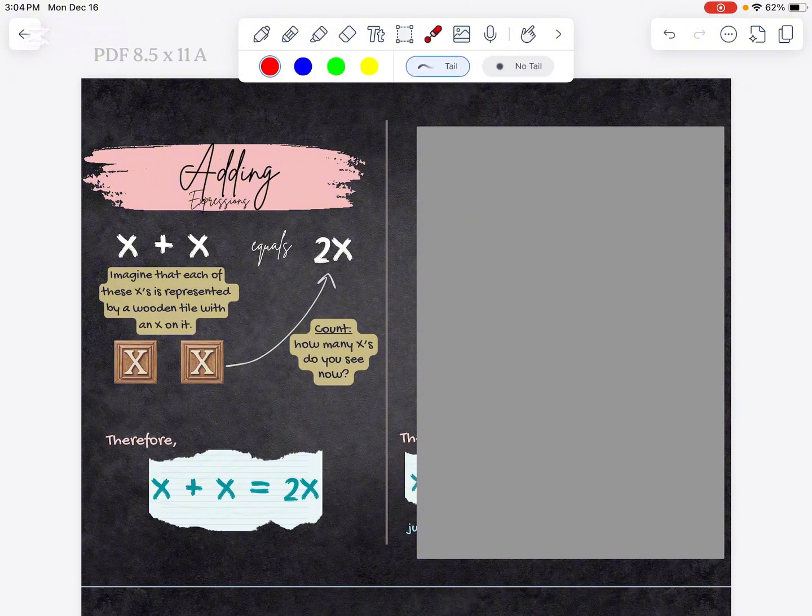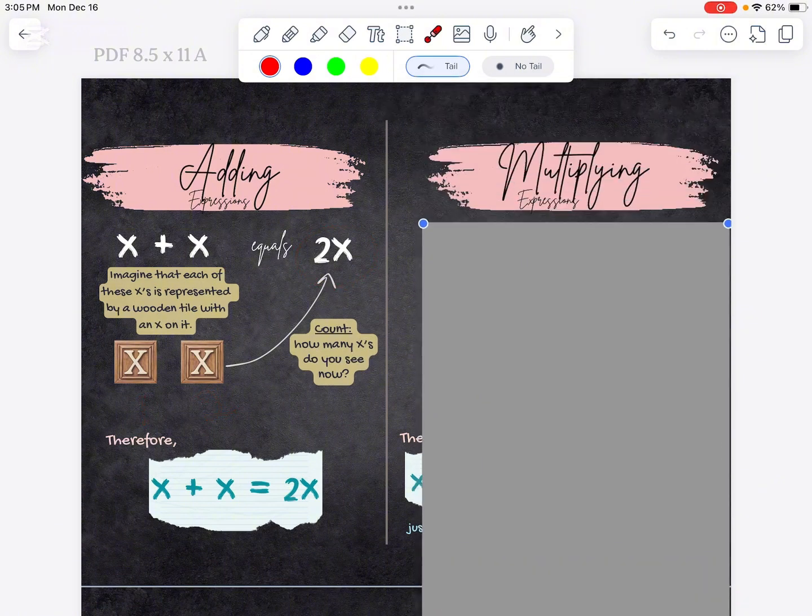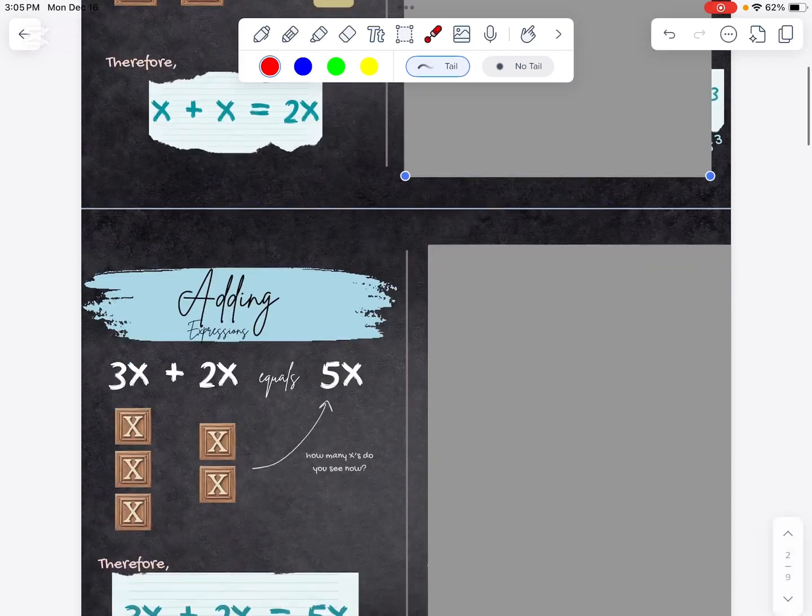Okay, so I have this poster set here to kind of go over this whole idea of adding and subtracting expressions. So this is, again, I want you to think of it like our apples and bananas. But if I have a question like this, x plus x, I want you to imagine it, because now we're not talking about something concrete like apples and bananas. So let's turn it into something that's concrete. Let's imagine I have a wooden tile and it says x on it. So x plus x, we can think of it as we have 2 of these x tiles. So imagine that each of these x's is represented by a wooden tile with an x on it. We're going to count how many we have. 1, 2. Therefore, our answer is 2x. Now, on the other side, I'm going to compare it with multiplication, but that will be for a different video.